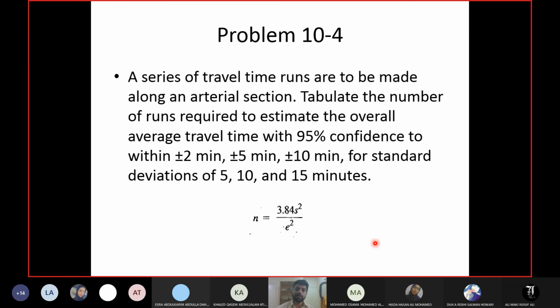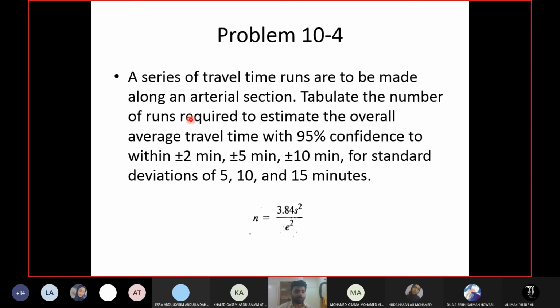Now let us look at the concept of sample size. They are saying a series of travel time runs are to be made. I told you yesterday, travel time run means travel time observation. So they want to make a series of travel observations on an arterial. We have to find out the number of runs required, meaning number of observations required. We call it sample size.